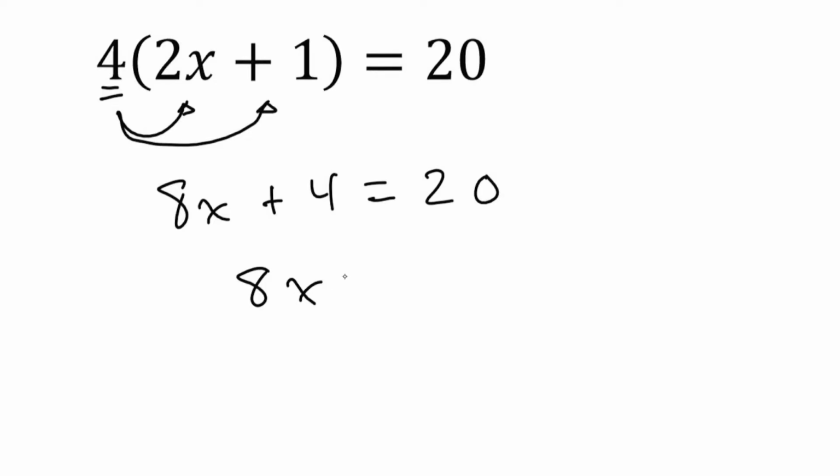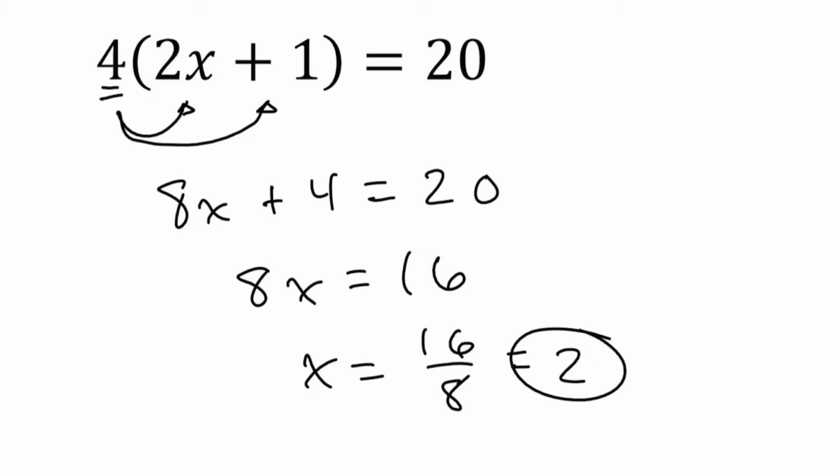What did I do? I took away 4 from both sides, right? I subtracted 4 from the left. I subtracted 4 from the right. Then I divided by 8, both sides, both the left and the right. By the way, that's the same as the number 2.